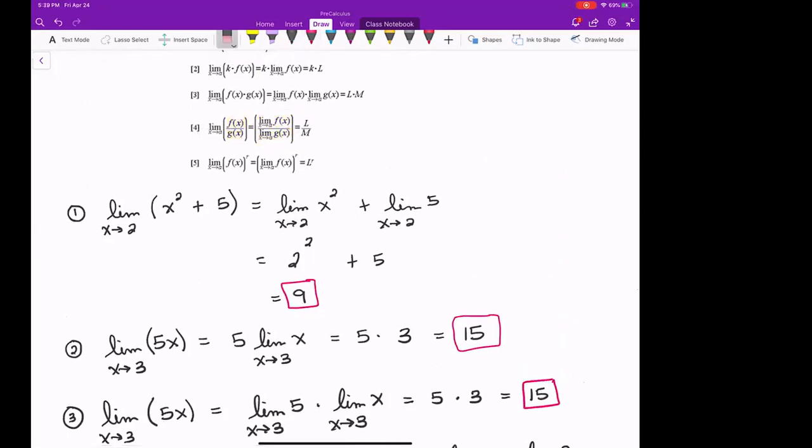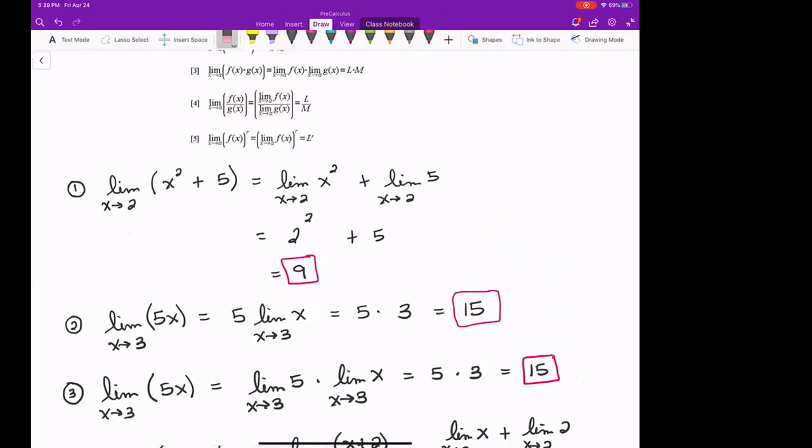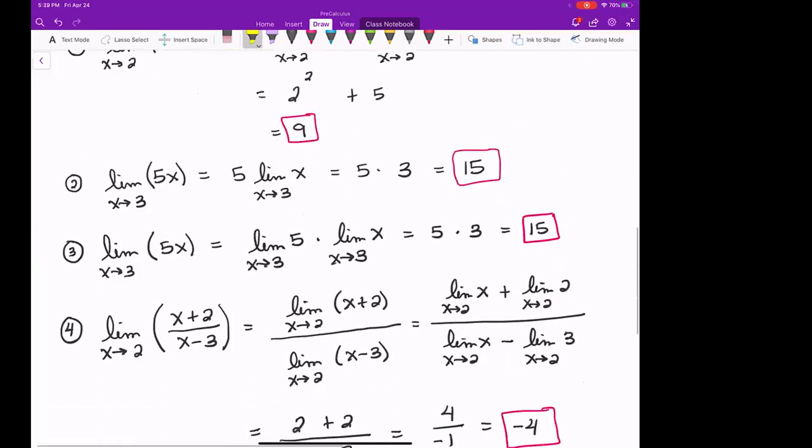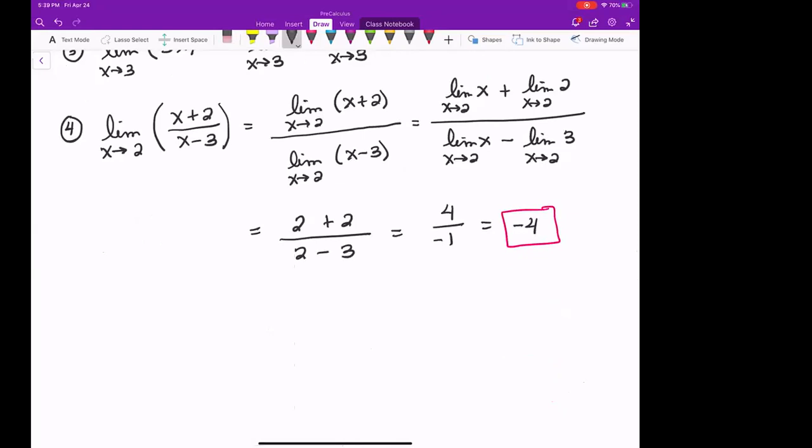Okay, the last one says that if you've got the limit of some function to a power, then you can take the limit of the function and then raise it to the power. So last example of that last property would be something like the limit of, I don't know, say 2x cubed as x approaches, say, 1. That property would tell me that I could do the limit of the 2x first as x approaches 1, and then raise the whole thing to the third power.